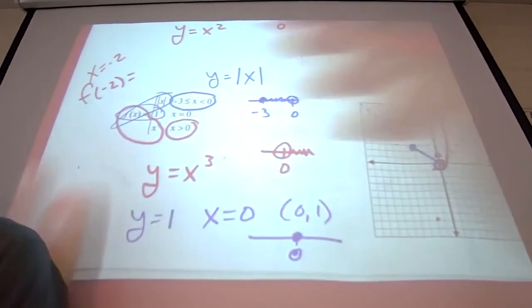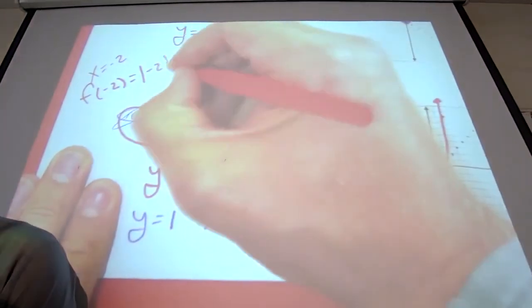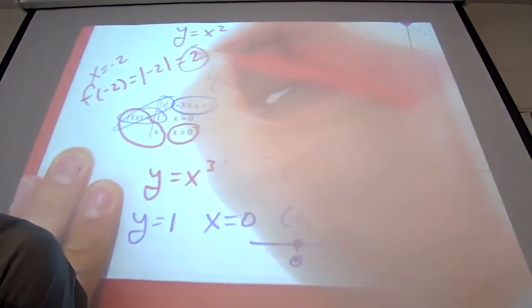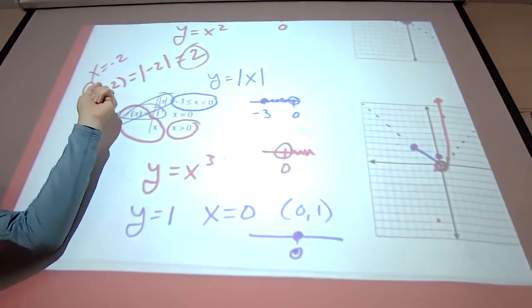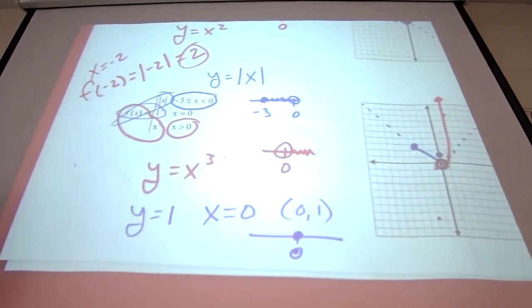So I would do the absolute value of -2, and we know that's 2. That would be my answer. So these tell me where to plug in this value. So you could see some algebra related to that.